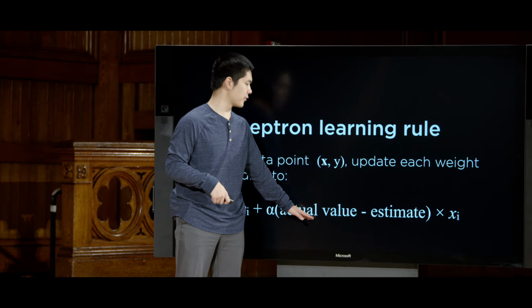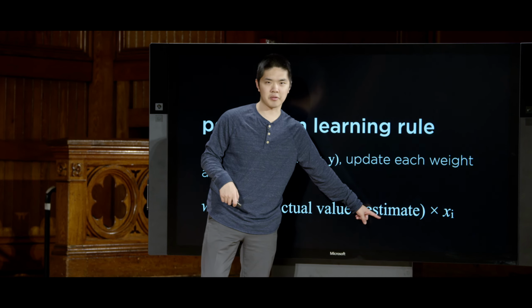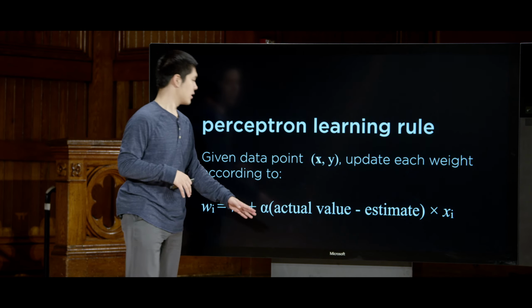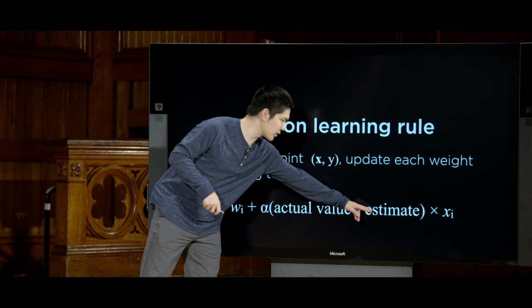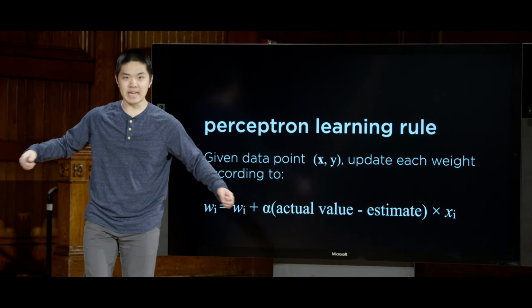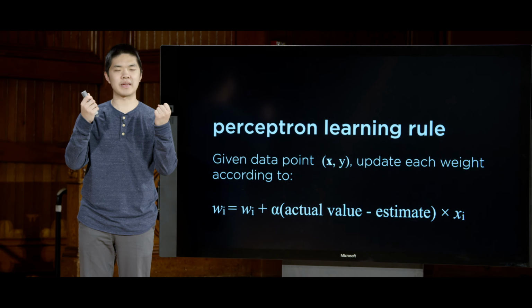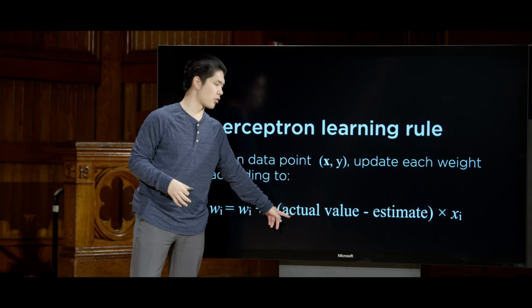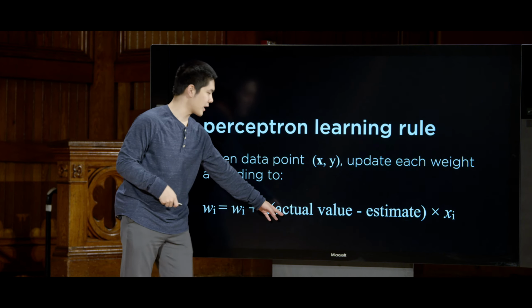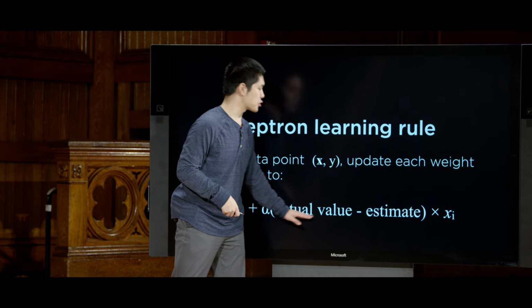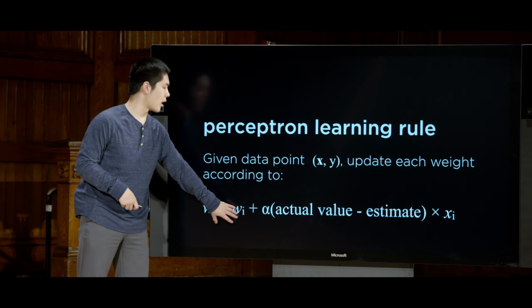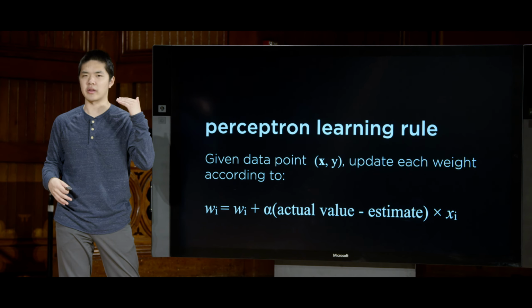Well, if the actual value was bigger than the estimate, then, and for now we'll go ahead and assume that these x's are positive values, then if the actual value is bigger than the estimate, well, that means we need to increase the weight in order to make it such that the output is bigger, and therefore we're more likely to get to the right actual value. And so if the actual value is bigger than the estimate, then actual value minus estimate, that'll be a positive number.